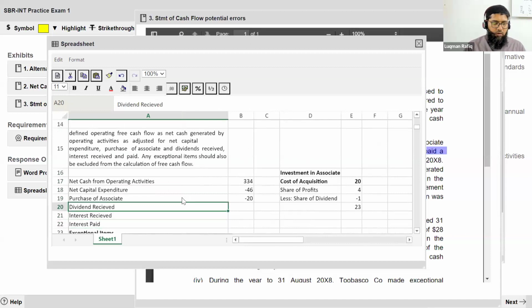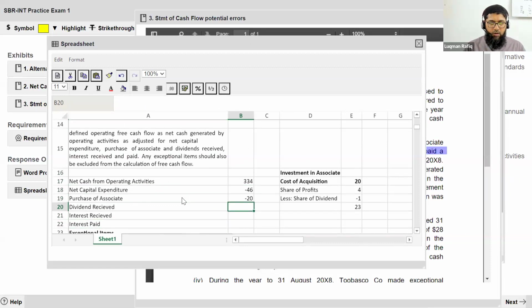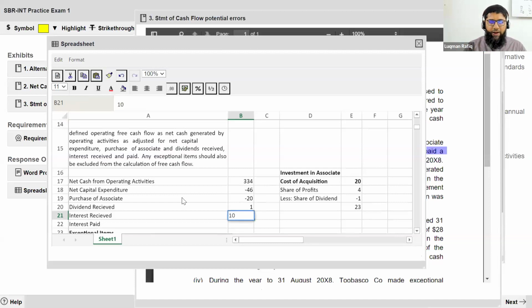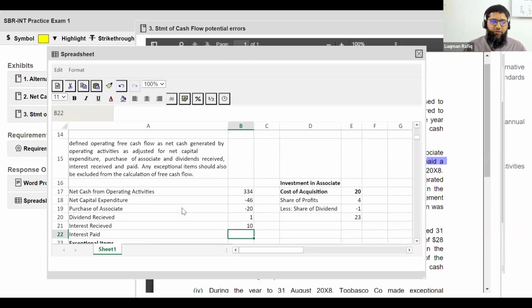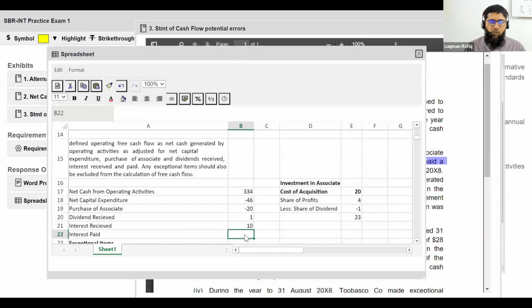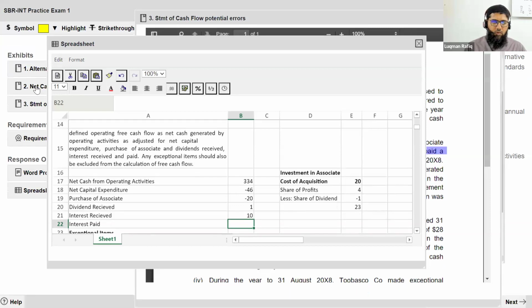Right now, the dividend received. What do you need to do with respect to the dividend received? How would it impact the cash flows? So the cash flow would be increased. The interest received of 10. Interest paid. I think we did some adjustment for the interest paid also. How much was the interest paid?